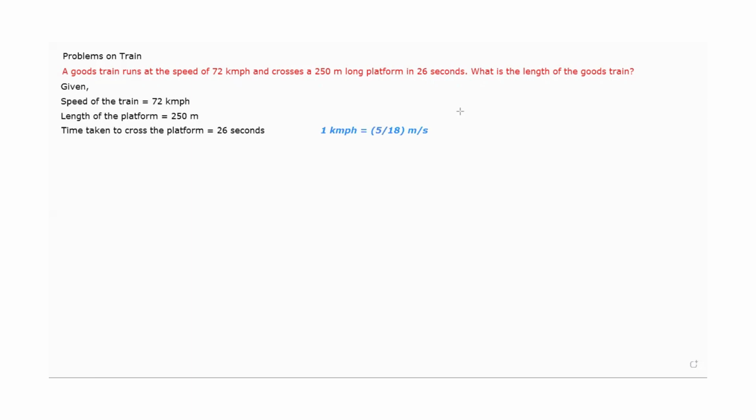So, the speed of the train is 72 km/h equals 72 into 5 by 18 meter per second equals 20 meters per second.